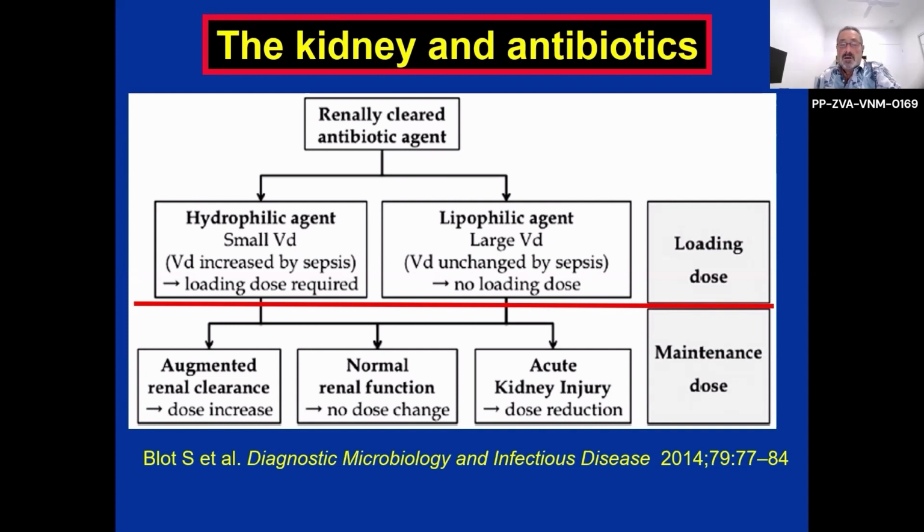Certainly the aminoglycosides, you have to have a large loading dose to fill up all those spaces, independent of, for example, kidney injury. So even if a patient is in renal dysfunction and you don't give a loading dose of aminoglycoside, you're going to be underdosing. Once you've given that loading dose, you then look at maintenance doses, which will be dependent on either renal dysfunction, normal renal function, or this augmented renal clearance.